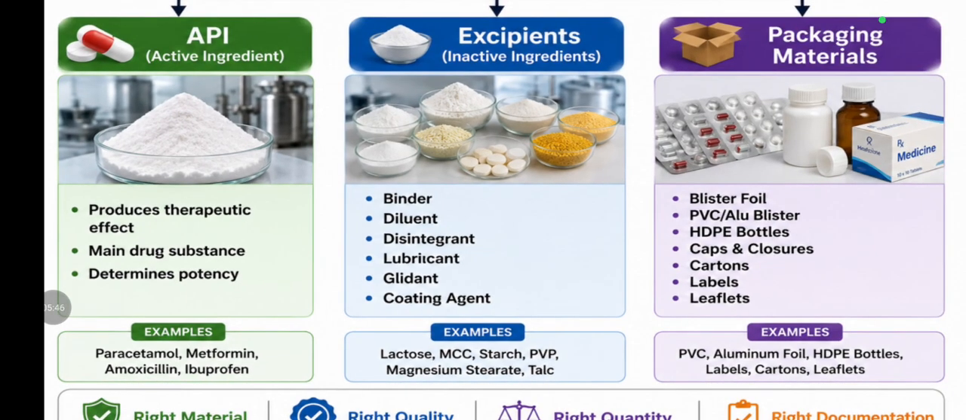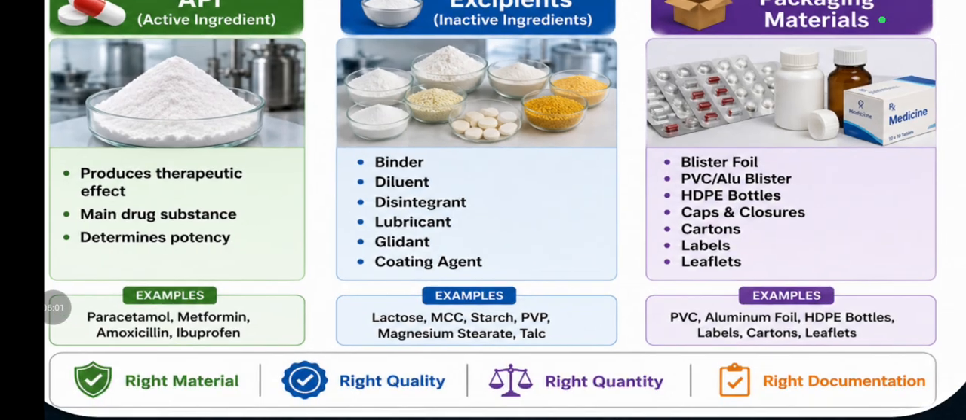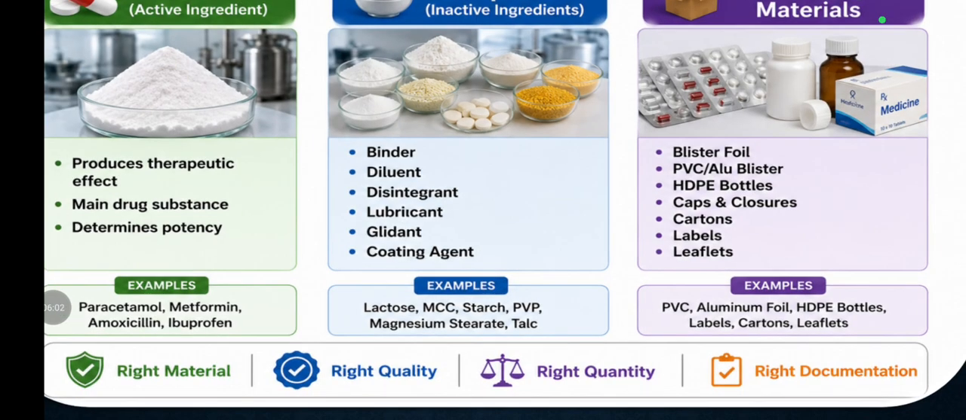Then excipients. Excipients are nothing but binders, okay, to bind the particles. Then diluents, disintegrants, lubricants, glidants, coating agents, etc. So their examples are lactose, MCC, starch, PVP, magnesium stearate, talc, etc.